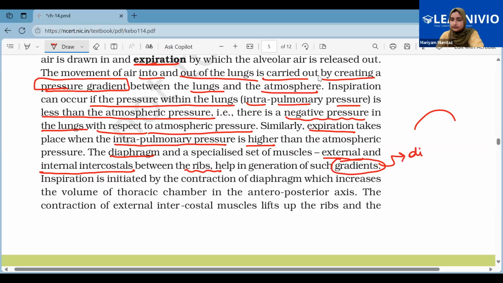Ma'am, are inspiration and expiration the same terms as inhalation and exhalation? Yes, exactly the same. So the difference in the concentration is called the gradient.